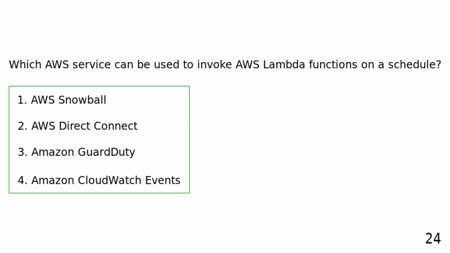Which AWS service can be used to invoke AWS Lambda functions on a schedule? AWS Snowball. AWS Direct Connect. Amazon GuardDuty. Amazon CloudWatch Events.